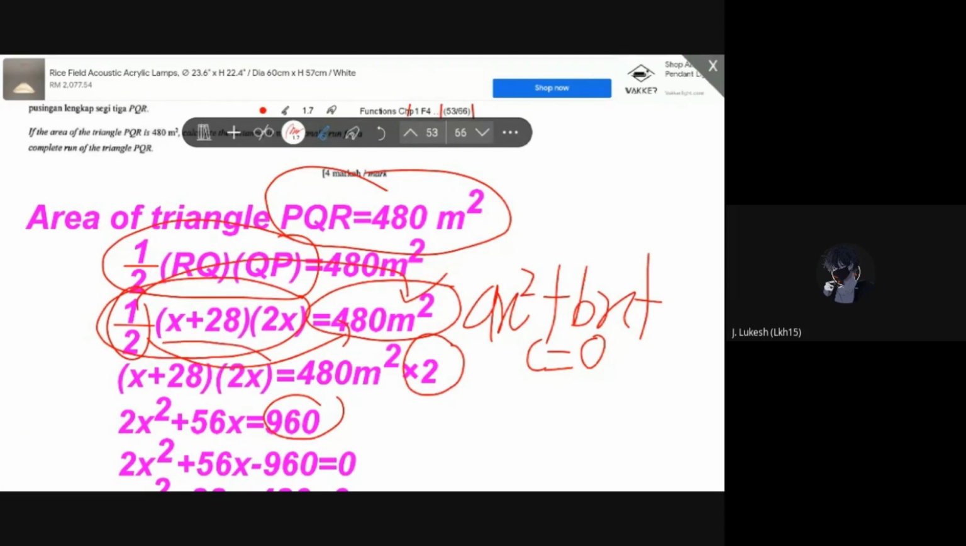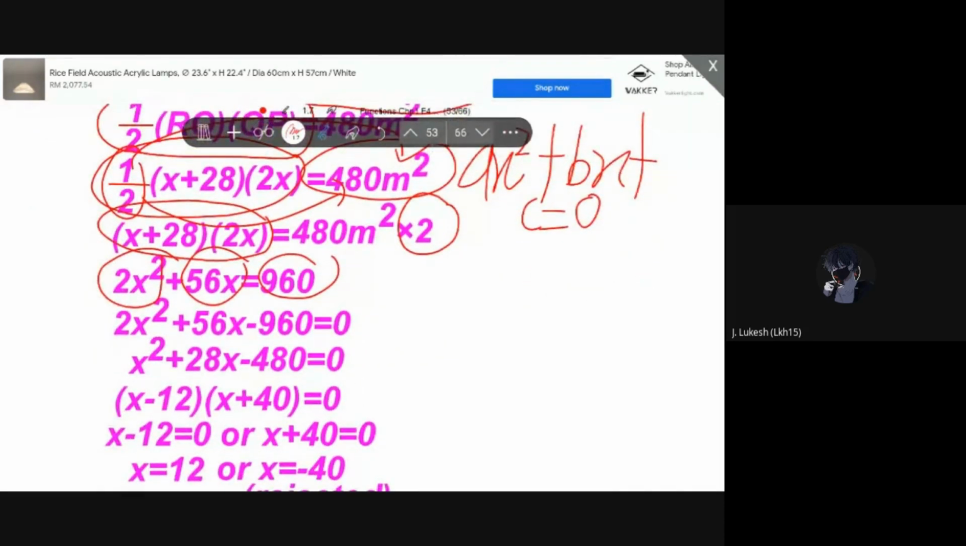So, kat sini pula kamu boleh expand. 2X square plus 56X. And then 960, kamu nak ungkapkan dalam ni kan, kena ingat. So, bawa balik kat belah kiri pula. Faham, ya. Okay. Apa yang saya buat kat sini? Siapa-siapa boleh bagi tahu tak? Because I see some people don't know how I reach from this step to this step. What do I do actually? Anyone can explain tak? Macam mana saya dapat dari sini ke sini?